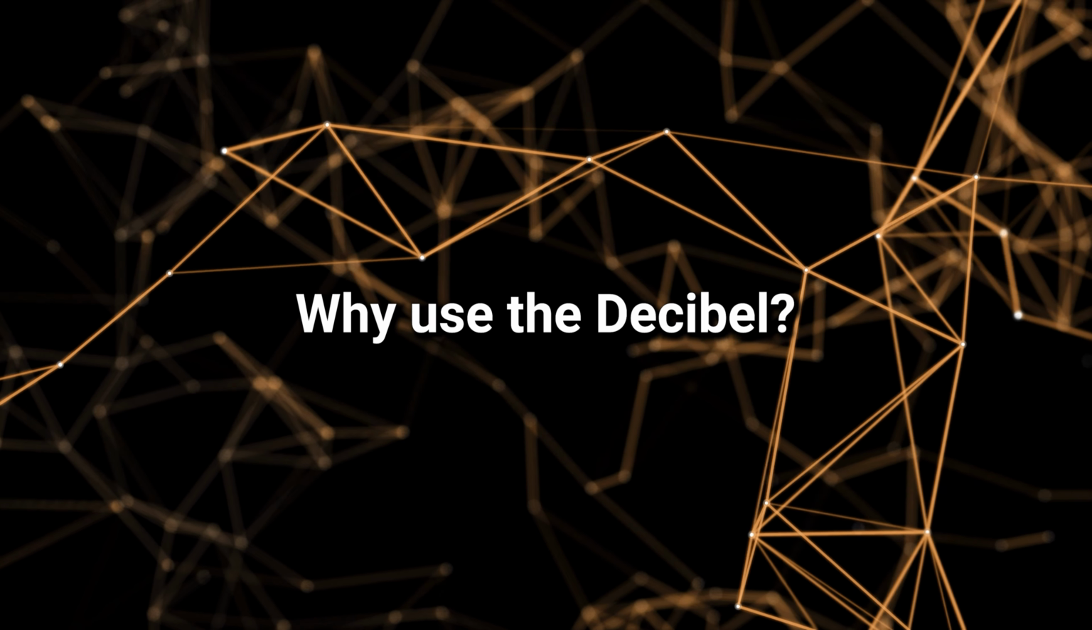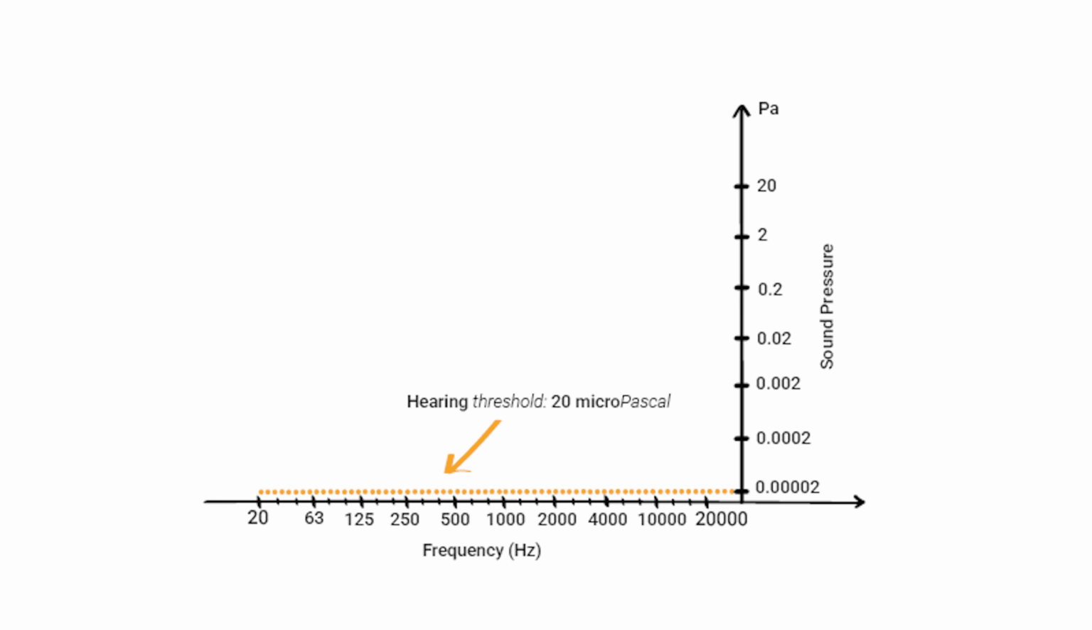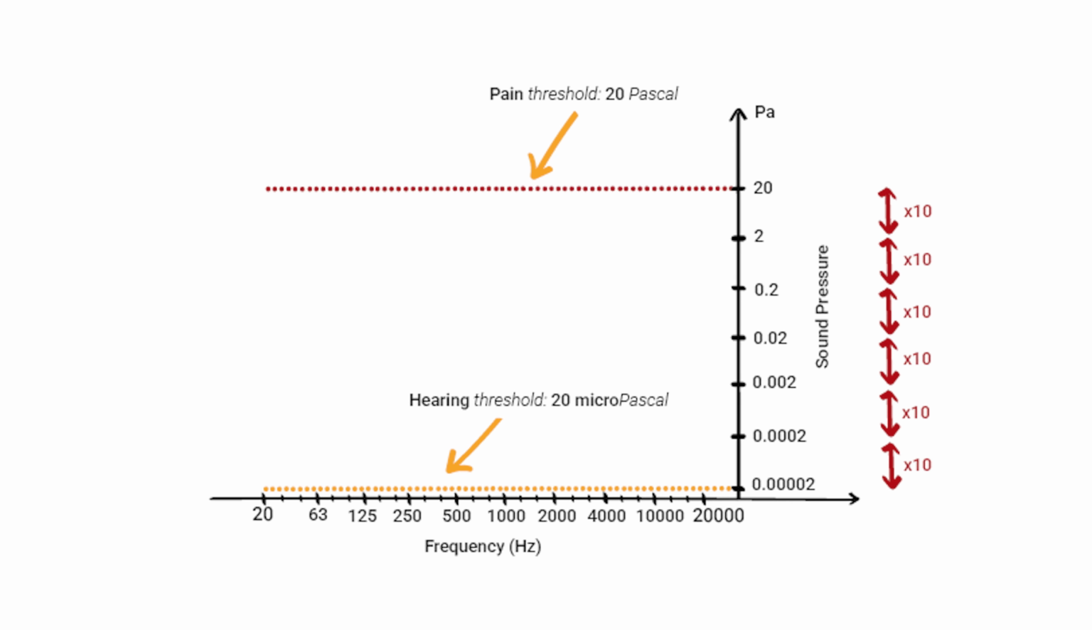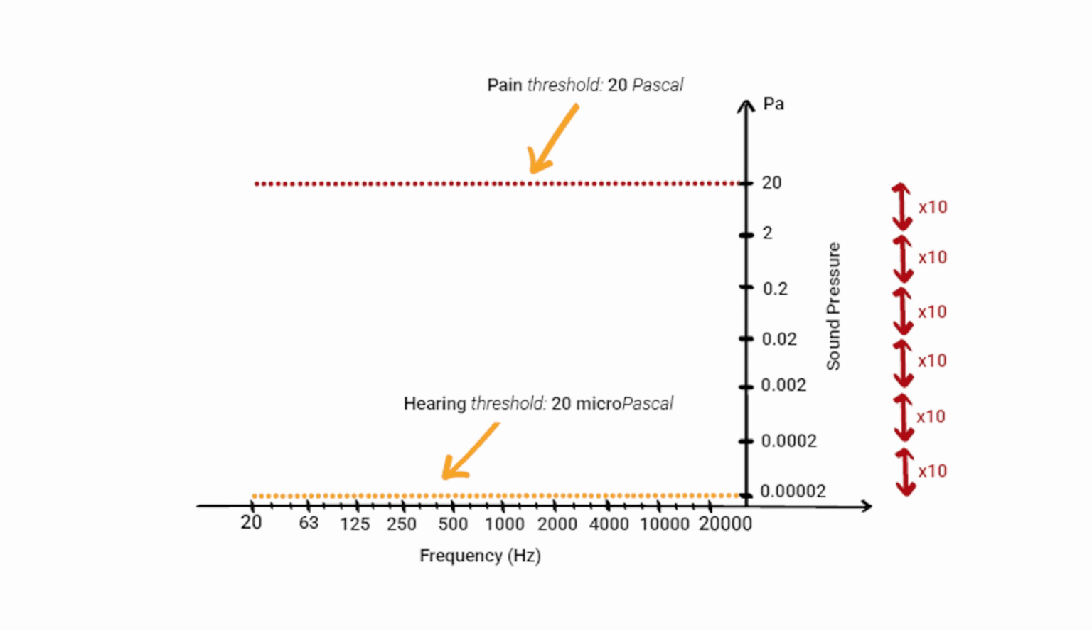Now, why do we use the decibel? In acoustics, sound pressure can vary across an incredibly wide range. The quietest sound a healthy human ear can detect is about 20 micropascals. That's 0.00002 pascals, just above the threshold of hearing. At the other extreme, the pain threshold can reach pressures of around 20 pascals, which is 1 million times more than the quietest audible sound.